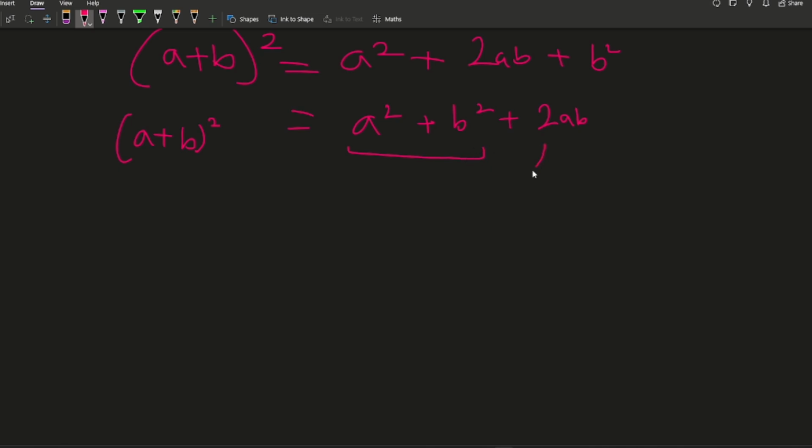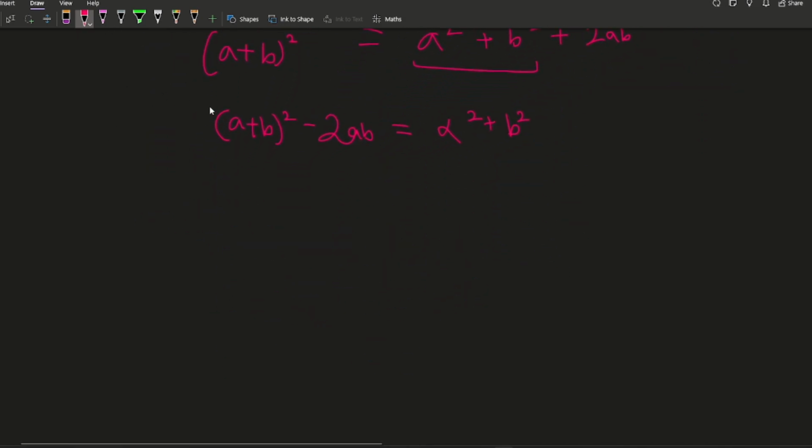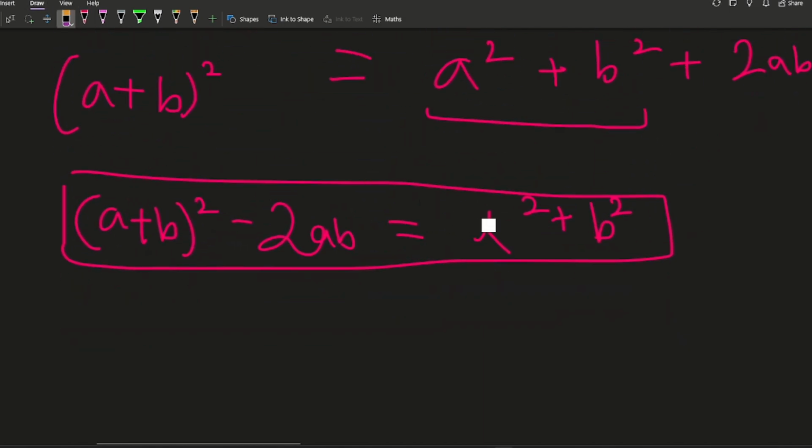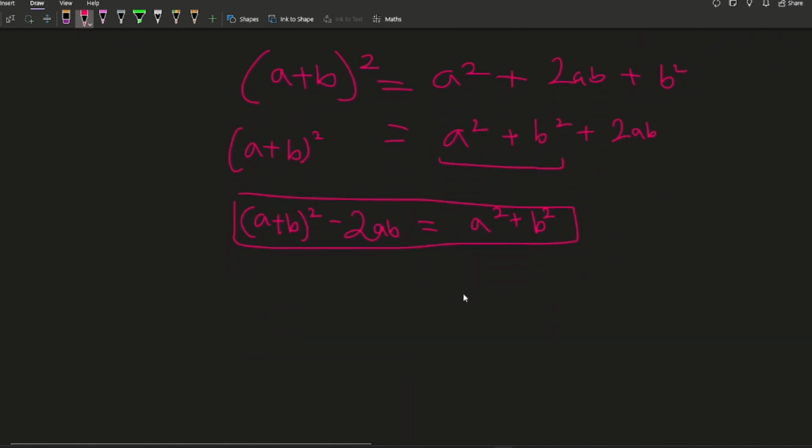We will simply subtract 2ab from both sides, and we will end up with a plus b square minus 2ab equals a square plus b square. Oh, I meant b square. So this will be equal to this. Yeah, I mistakenly wrote alpha here instead of a. Okay, so this is how we will make this the subject.